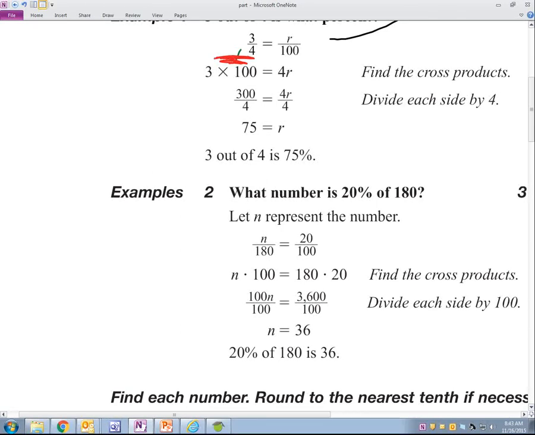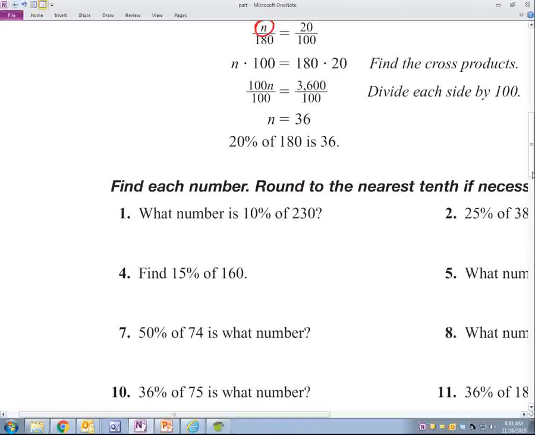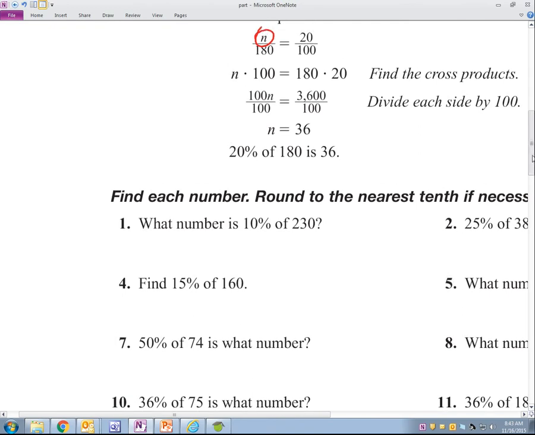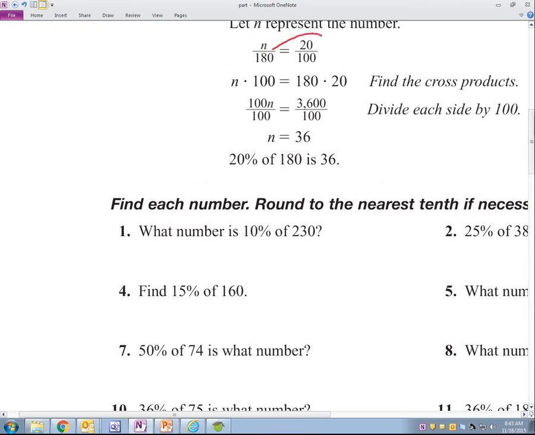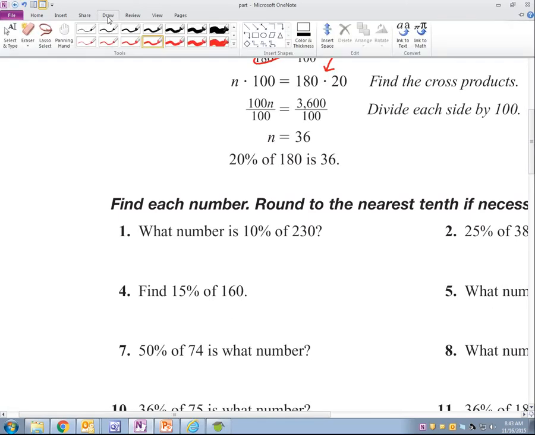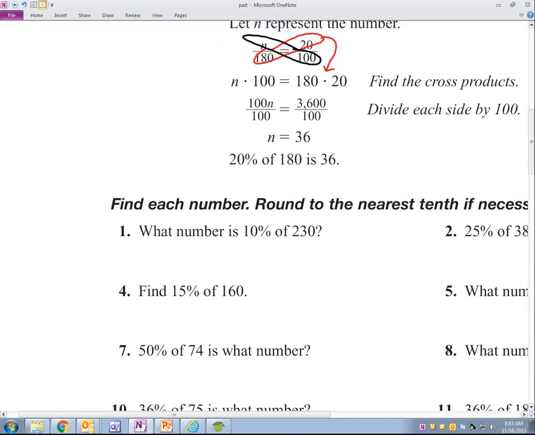So this one, they have the variable in the other spot because we're trying to find out what the part is. They did the cross products, n times 100, 180 times 20. So they did that multiplication. It came out over here. They did this multiplication, and that came out over here, 100n. Okay? When you divide by a multiple of 10, all you do is just move the decimal points over. So they moved the decimal points over 1, 2, and they got 36.